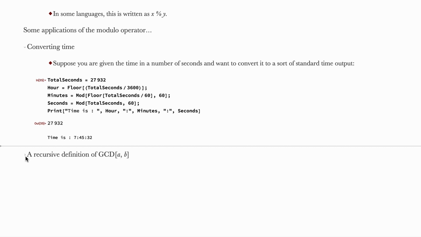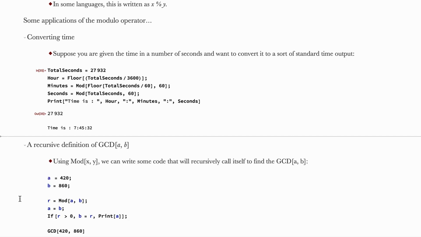Another application of the modulo operator is a recursive definition of the GCD of a, b. Using the Mod[x, y] function in the Wolfram language, we can write some code that will recursively call itself to find the greatest common divisor of two integers a and b. First, we have to assign our a and b values. Here I chose 420 and 860 because they're not easy to estimate the greatest common divisor for. Then, we repeatedly take r as the remainder of division, being equal to Mod[a, b], and then we reset a to be equal to b.